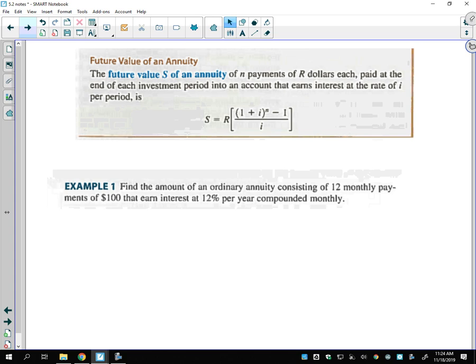So the future value of an annuity of n payments of $R each, paid at the end of each investment period into an account that earns interest at the rate of i per period, is given by this. And so, does that say n to the n power? This is the same i that was in the other formula.